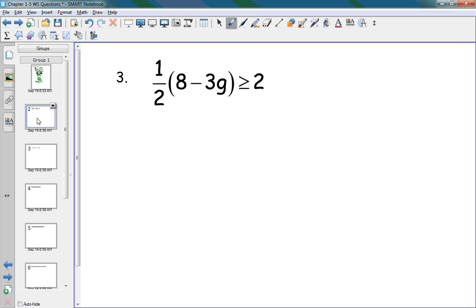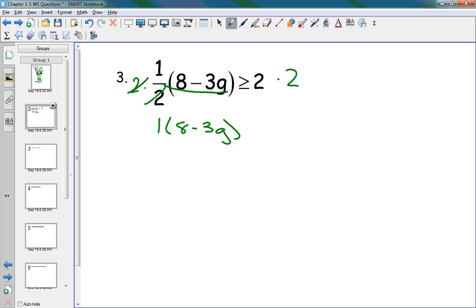Number 3, pretending that inequality symbol is an equal sign. What is ugly about this thing? Go ahead and put that all over there. And what's ugly about it is the 2, so I'm going to multiply both sides by 2. So that cancels that out, and I'm left with 1 times 8 minus 3g.